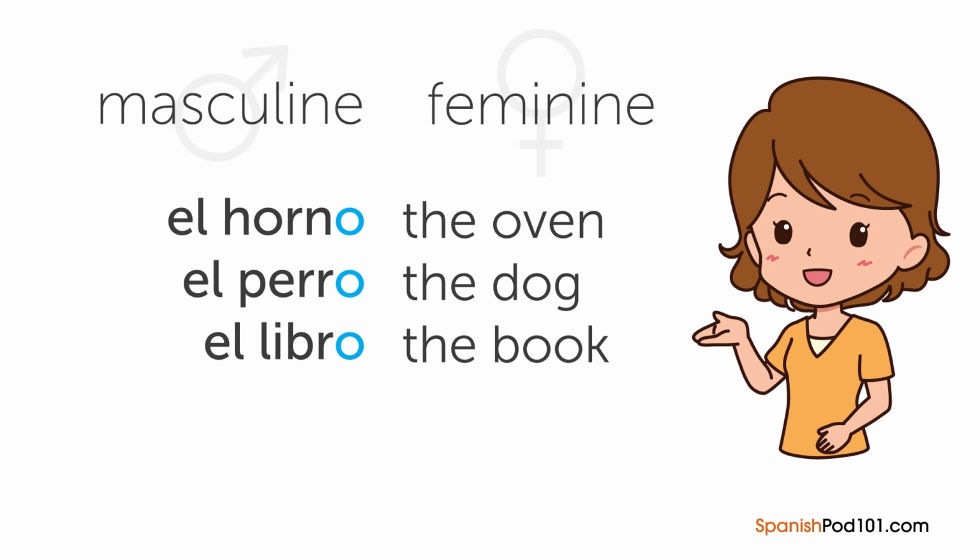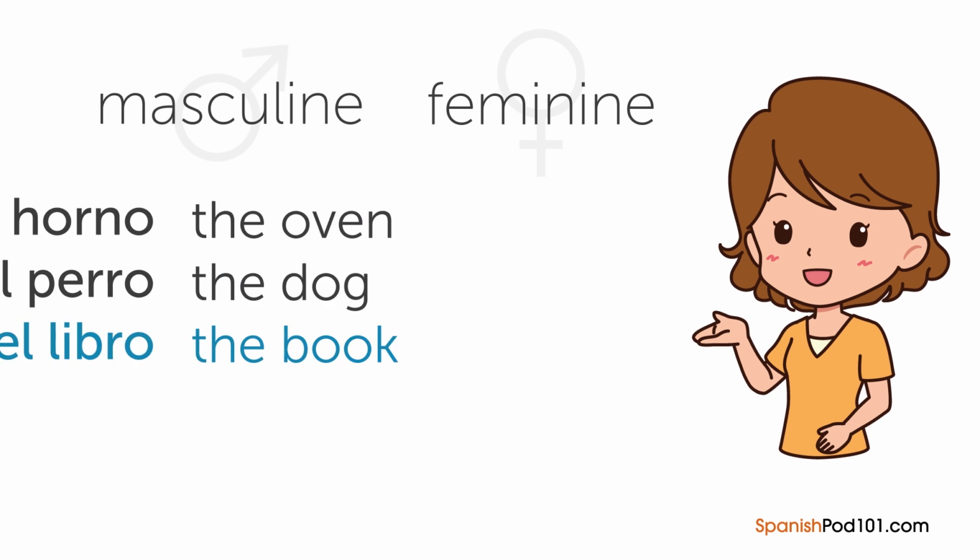Nouns that end in O are generally masculine. For example, el horno, the oven, el perro, the dog, and el libro, the book.